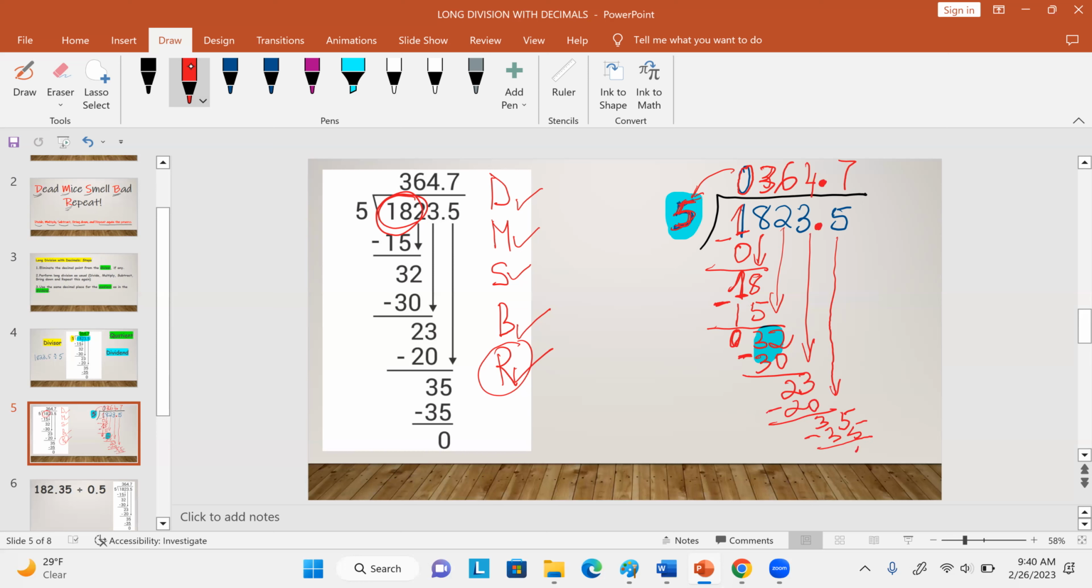35 minus 35 is 0. And yes, there is no more digit to bring down, so we stop there, which is what they did on the left side here.